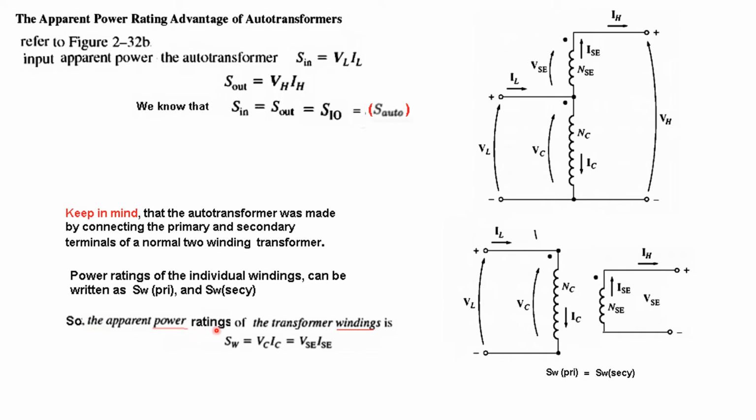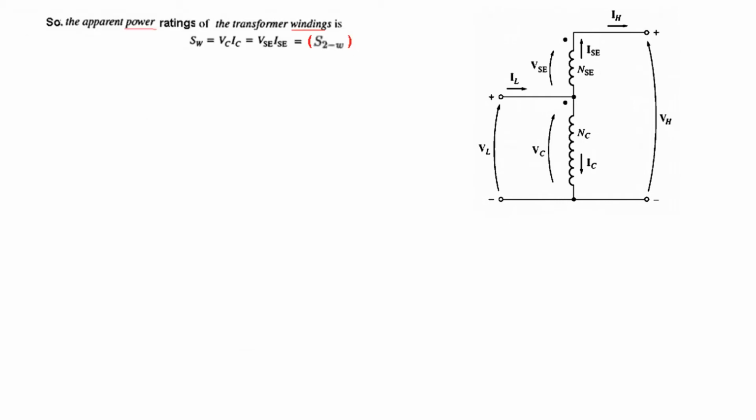So the apparent power rating of the transformer windings we can write as S_W equals VC IC on one side, this is VC and IC. It is also equal to the second side, that is VSE ISE. I prefer to write it as S_2-winding transformer, just to distinguish between S_auto and S_2-winding transformer. So we have found this relation.